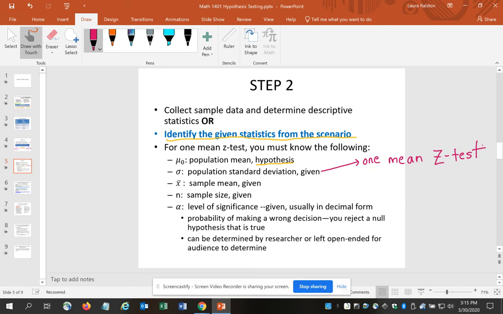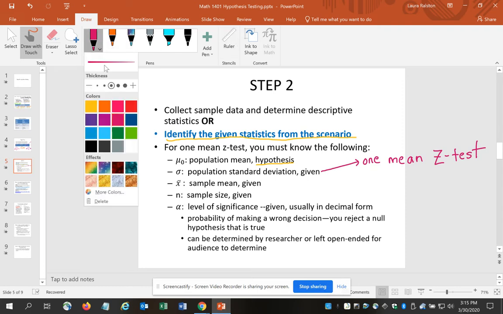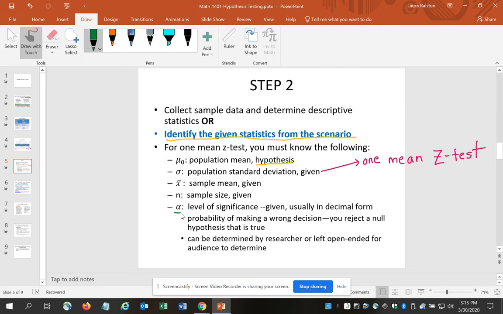Okay, so knowing the population standard deviation is the big red flag that says do the z-test. You should also be able to identify your sample mean and your sample size, and then also be able to identify your level of significance. It's represented by the Greek letter alpha. That's the Greek letter alpha. It's the one that looks like a little fish.